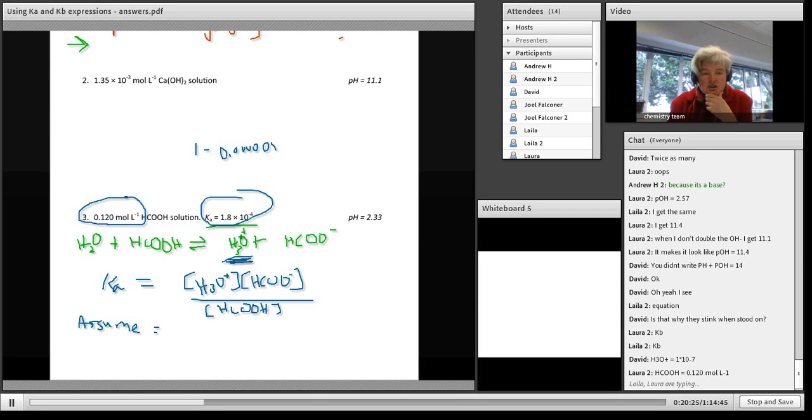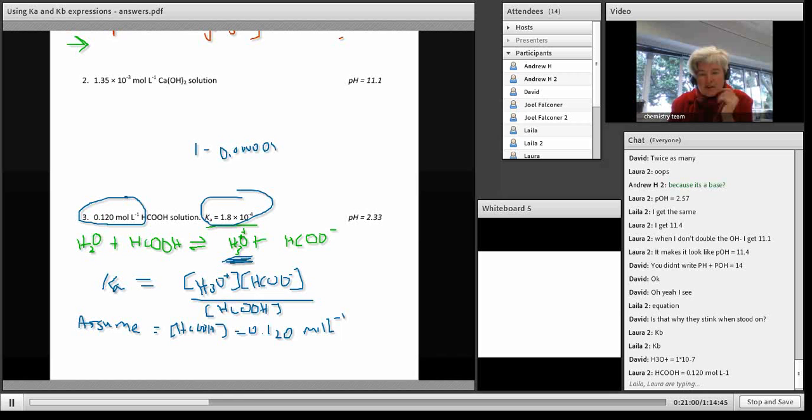Okay, so you can assume that your formic acid is equal to 0.120 mole per liter. Now, David, you actually had the H3O plus there of 10 to the minus 7. You can't assume that the hydronium ion is that. That's only if it's in a totally neutral solution and you've got an acidic solution here. So you can then make an assumption about the hydronium ion, and what would that be?